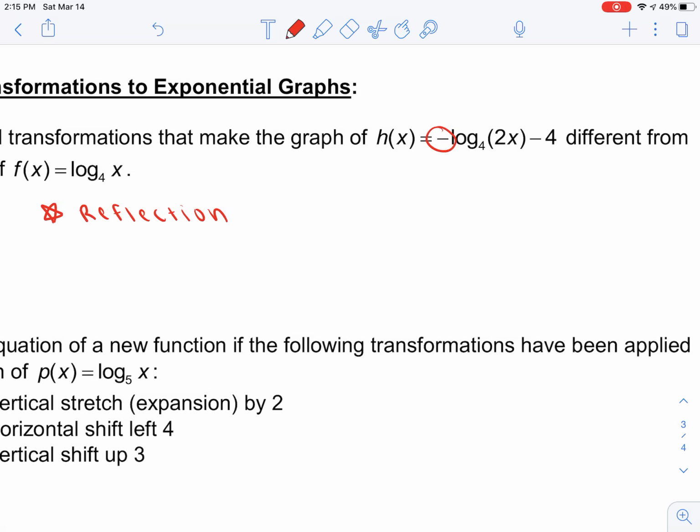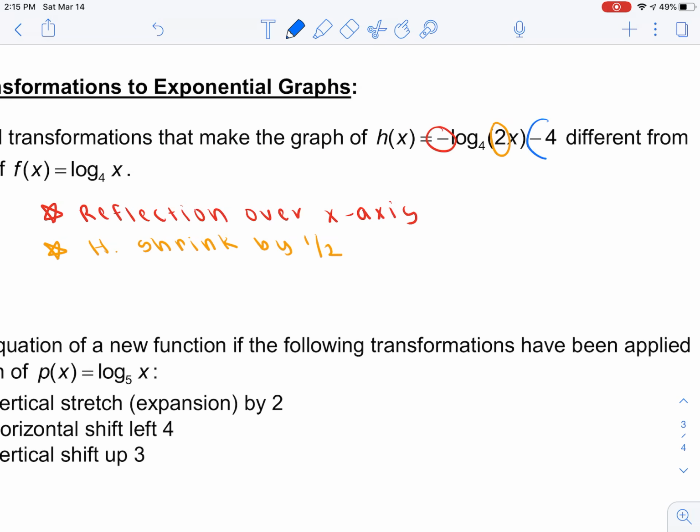Now, because it's on the outside, it is the y values, but remember, over the x-axis. I see a 2 on the inside, so I know that that's a horizontal transformation, but remember, this is not what you think. I think it would be a stretch by 2, but it's actually a shrink by half.